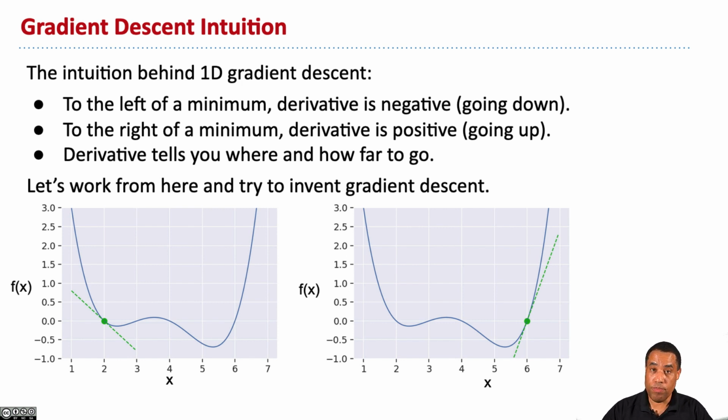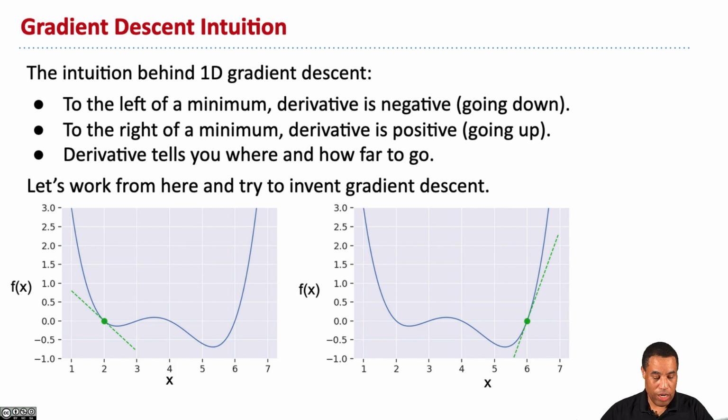Okay, so the intuition behind gradient descent in one dimension is that when we're to the left of a minimum, the derivative of that function will be negative. That is, it's going down. To the right of a minimum, the derivative is positive. That is, it's going up. So the derivative is going to tell us where we need to go and how far we need to go. And so we're going to use that to help us try to invent gradient descent.